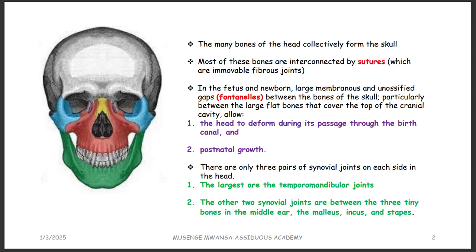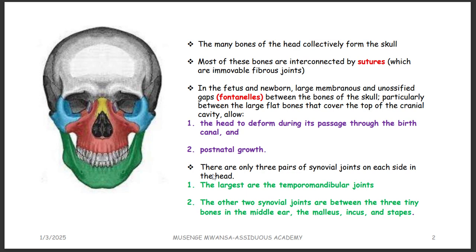In the fetus and the newborns, these bones, you are going to have spaces between them. The spaces, we call them fontanelles. These are membranous and unossified gaps. The bone has not yet formed there. The reason we have fontanelles in the fetus and in the newborns is to allow the head to be able to deform as the child is coming out during birth, and also to allow for growth, because as we grow, there is expansion of the brain.